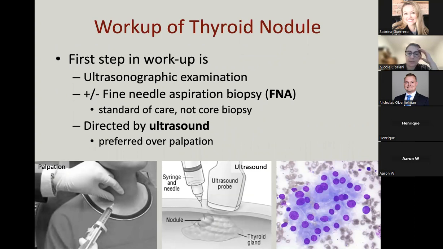The first step in the workup is ultrasonographic examination to determine the ultrasonographic features that are worrisome for malignancy. If the features are suspicious enough, the patient will undergo fine needle aspiration biopsy rather than a core or tissue biopsy. Mostly these biopsies are directed by ultrasound, because nodules in the thyroid can be small, they can be multiple. If they're directed by ultrasonography, there is a better ability to target the nodule of interest rather than blindly poking and disrupting other structures in the neck, et cetera.